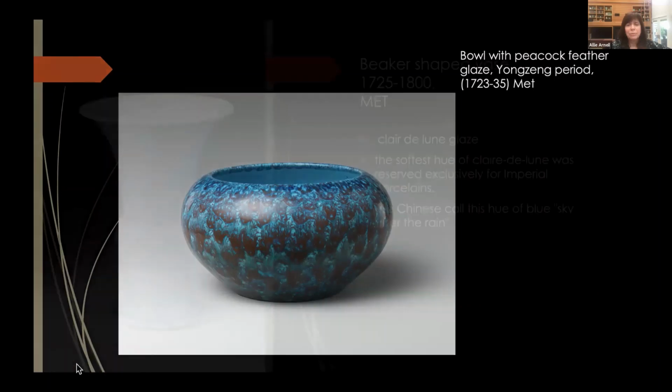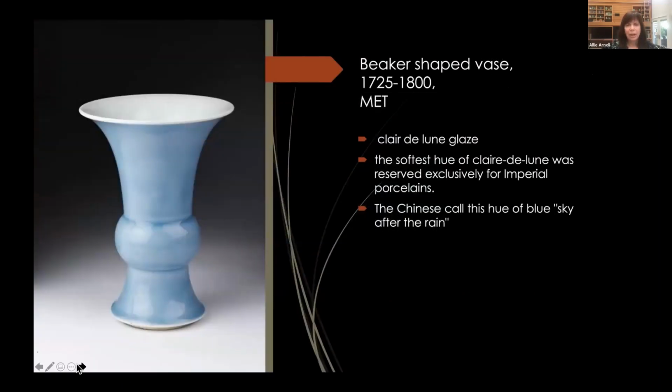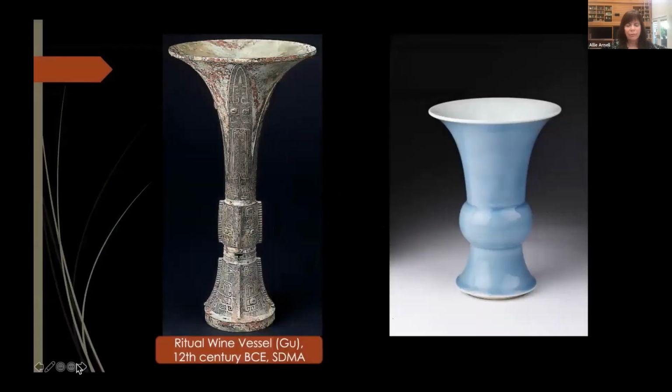Of these kind of moonlight glazes that were made in different colors. This particular one is in the shape of, again, a vessel that comes from an earlier period, and I'll actually show you one of those vessels that this is inspired by. And this particular hue is called the sky after the rain, which is just lovely. Really lovely. But this is what I'm talking about. So here's a ritual vessel, a gu, from the 12th century BCE. And this shape was revered in the history of ceramic production generally in China, and specifically in porcelain production in the Qing Dynasty. And now you can see where that inspiration comes from.